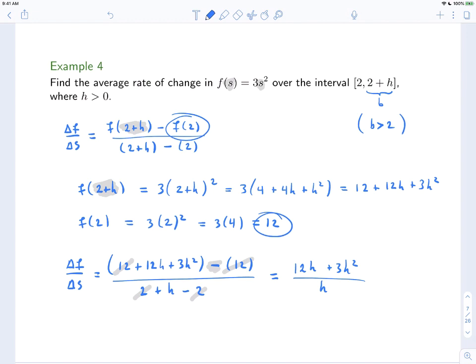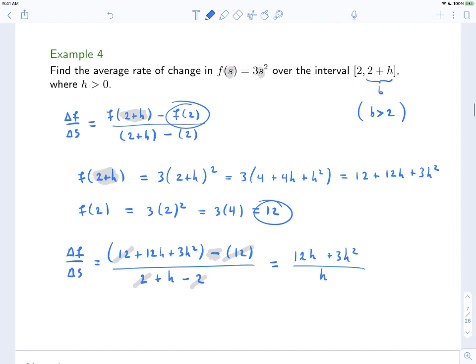So notice that we have an h in the denominator, and we also have some h's in the numerator. So we can factor out an h from the numerator, and we'll have h times (12 plus 3h) divided by h. So we factored an h out of the numerator. We factored out one h there, so that's why there's a 12 here: 12h, h times 12. And this was 3h squared, so if you factor out one h, there's still going to be another h there. So h times 3h is 3h squared.